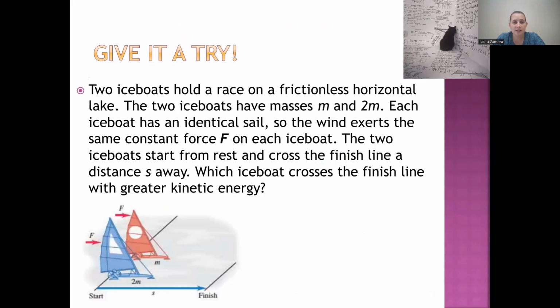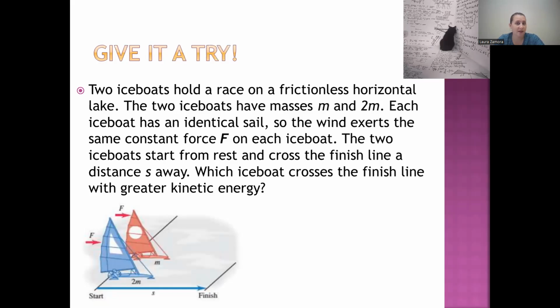Well, here is another problem that I want you to give a try yourself. Just try to set it up, think through it, take a minute. I'll read it to you guys, but then I want you to think through how you might go about trying to answer this question. Two ice boats hold a race on a frictionless horizontal lake. The two ice boats have masses m and 2m.